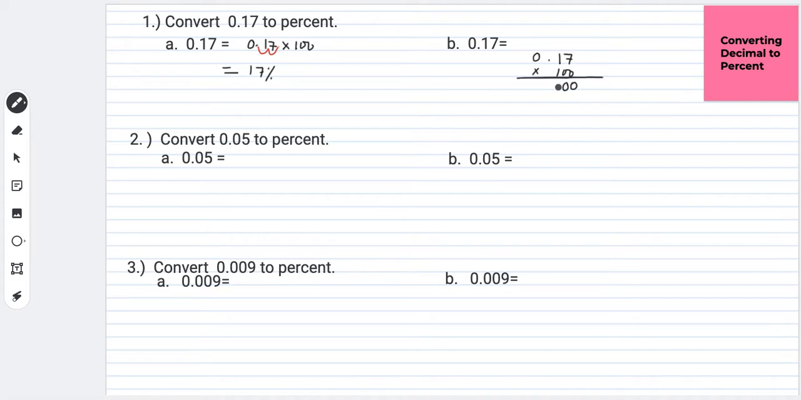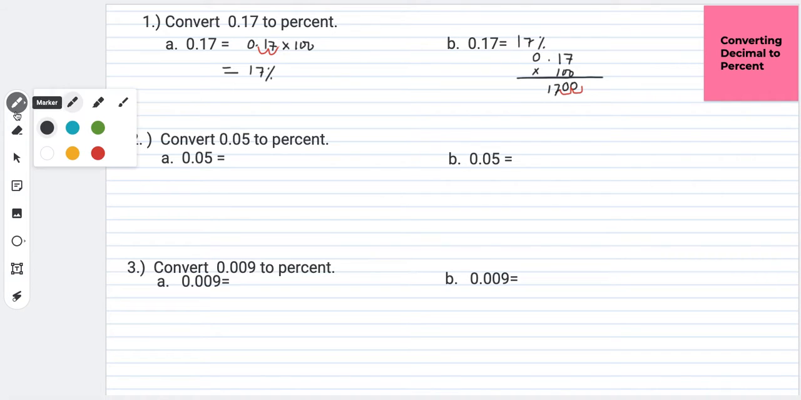Then multiply 1 times 7, and the answer is 7. 1 times 1 is 1. Our answer is 1700, but we have to count the number of decimal points that we have multiplied. We have 1, 2, and in our answer, we also move the decimal point from the right side of 1700 to the left side twice. Then our answer now is 17, and annex the percent sign.